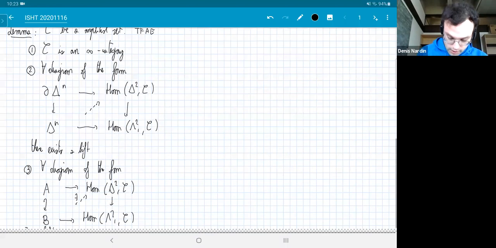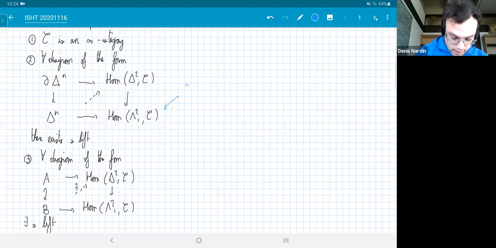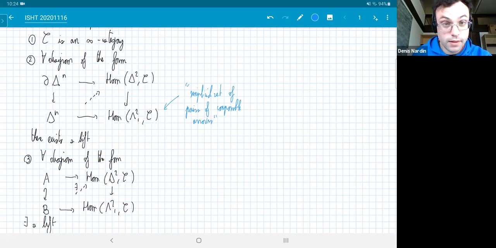So you should think of this Hom from Λ^2_1 to C as a simplicial set of pairs of composable arrows, because that's what the zero simplices are, right? Zero simplices are pairs of composable arrows like this. And higher simplices are just families of these, for example. One simplices are things like this. So Δ^1, different maps between such diagrams.